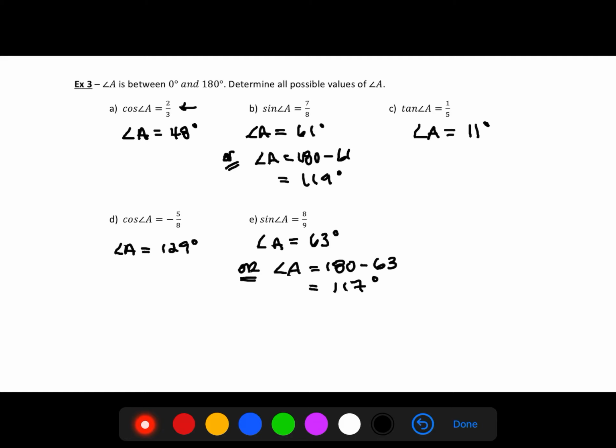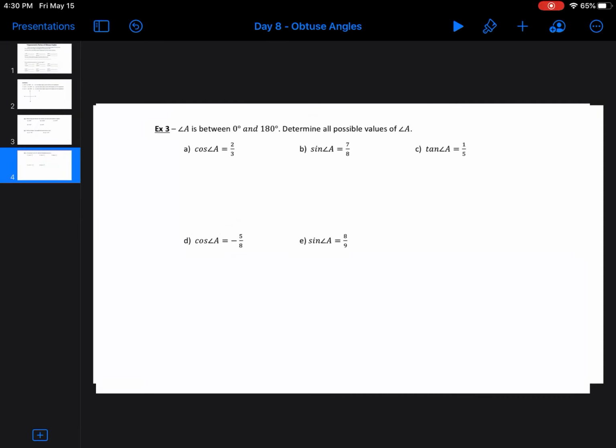Okay, so in a question like this, between 0 and 180, we are going to have two possible answers for sine. Otherwise, cos and tan, if they're positive, we know it's going to be acute, or cos or tan being negative, we know it's going to be obtuse.